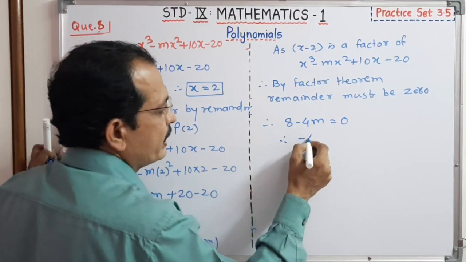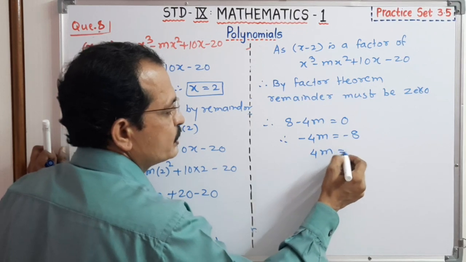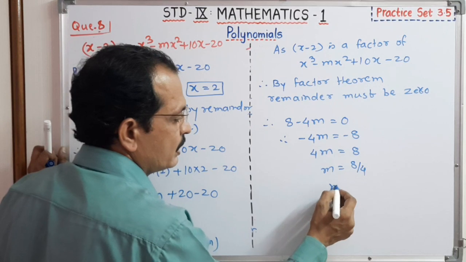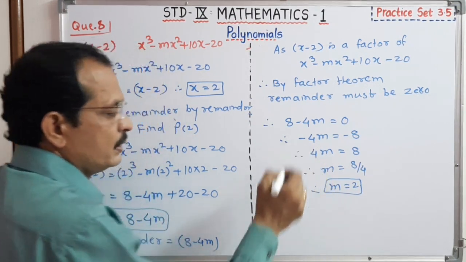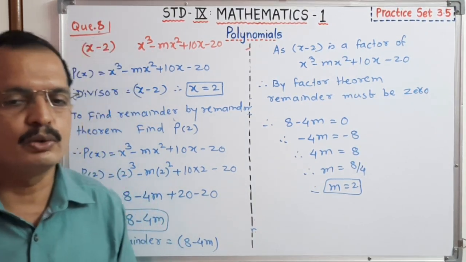Therefore dear student, minus 4m is equal to minus 8. 4m is equal to 8. Therefore m is equal to 8 upon 4. Therefore m is equal to 2. Got it? Very interesting. Now write down all this sum in your notebook.